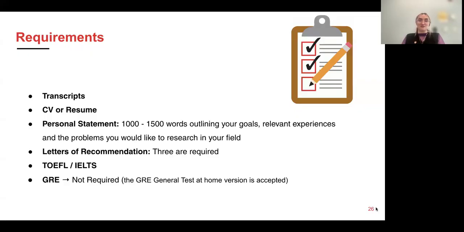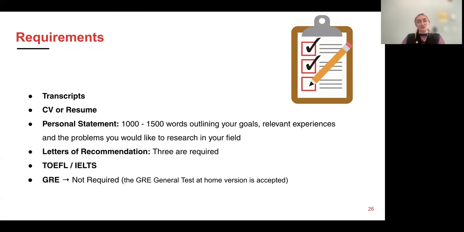Let's go over the base requirements. First, we want transcripts. These can start as unofficial transcripts when you submit your application, but before coursework starts, we do need to see those official transcripts. We also want to see a CV or a resume. Again, let us see your work experience, what you're involved in, what you've volunteered in, your educational background, and then that personal statement. It should be within 1,000 to 1,500 words, again, outlining your goals and relevant experience. And then what you would like to research in your field. Your letters of recommendation, there are 3 of them required.